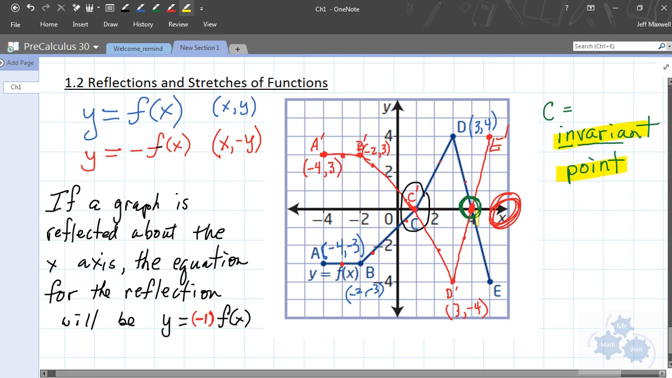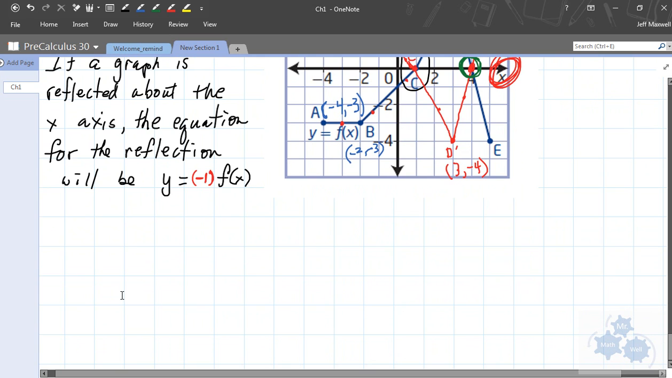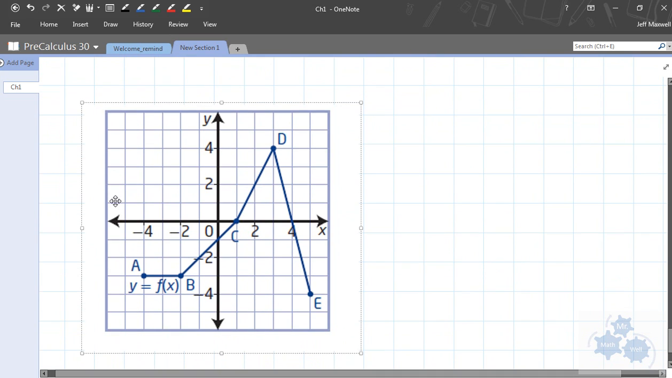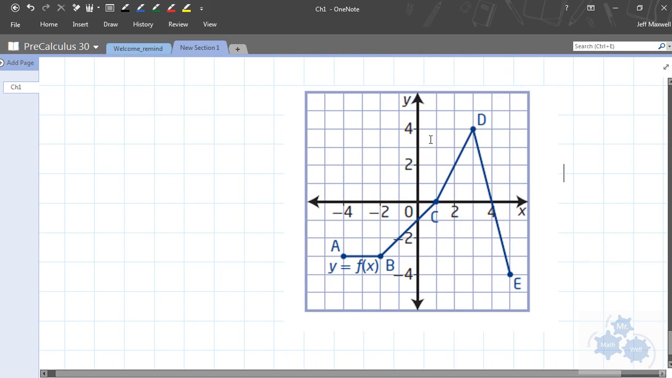That's a reflection about the x-axis. Can we also reflect this about the y-axis? Is that possible? Yeah? Okay, so let's just see if I can get this graph to copy. Oh, beautiful. All right. Okay, so we reflected it up and down, and what we're going to do now is we're going to reflect it left and right.